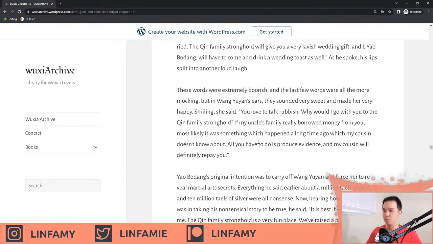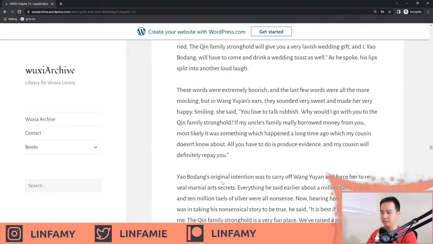These words were extremely boorish, and the last few words were all the more mocking. But in Wang Yuyan's ears, they sounded very sweet, and made her very happy. Smiling, she said, "You love to talk rubbish. Why would I go with you to the Qin family stronghold? If my uncle's family really borrowed money from you, most likely it was something which happened a long time ago, which my cousin doesn't know about. All you have to do is produce evidence, and my cousin will definitely repay you."